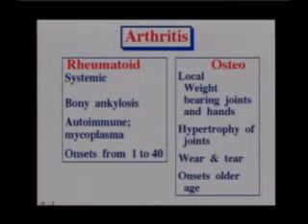And the first 2 types of arthritis I want us to talk about are rheumatoid and osteoarthritis. And these are the ones that most people think about when we talk about arthritis. Now, rheumatoid arthritis is a systemic disease. By systemic, we mean that it's throughout the system.